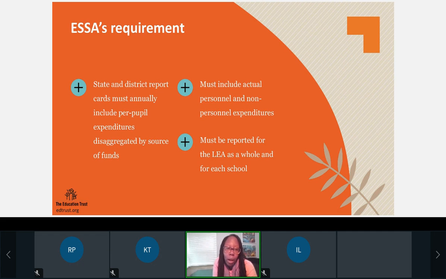Specifically, that requirement says that state and district report cards have to include per pupil expenditure data. It's got to be broken out by source of funds, so whether it's federal sources or state and local sources. The data that go on report cards has to include actual personnel and non-personnel expenditures, not averages across the district or anything like that. And the data have to be reported for each school in the district and the district as a whole.